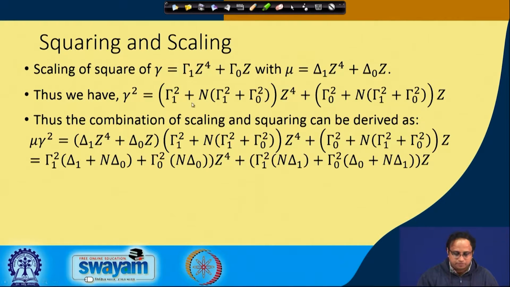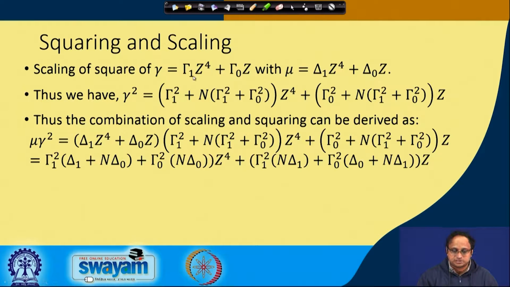The most important step, as I was mentioning, is the squaring and scaling operation in GF(2^4)^2. Note that I am doing a scaling with mu. Mu is my constant, which is denoted as delta 1 z^4 plus delta 0 z, and I am applying this scaling on the square of gamma.